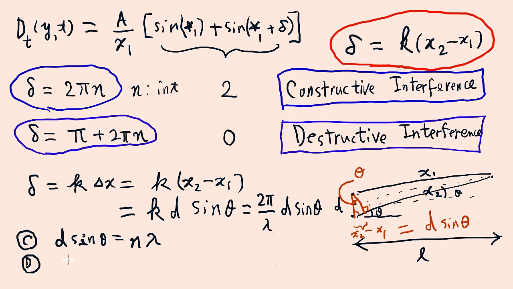Destructive interference is when d sine theta becomes (n plus 1/2) lambda. Again, here n is an integer, so it could be 0, plus or minus 1, and so on and so forth. Okay.